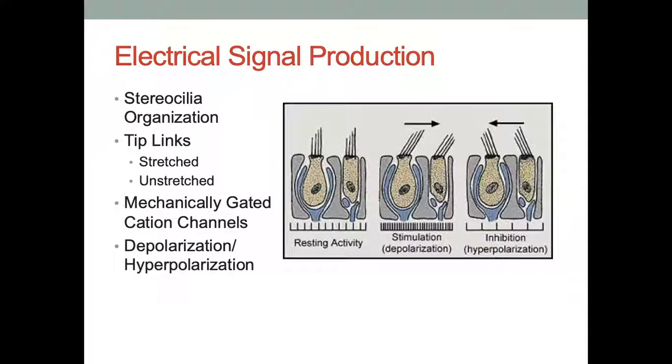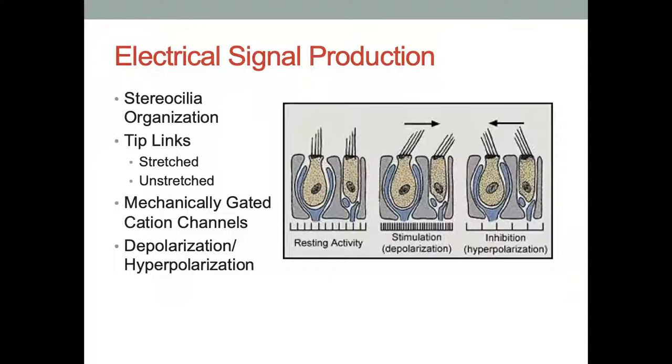And the endolymph, the environment that these hair cells are submerged in, is unique in that it has a higher potassium ion concentration than the inside of the hair cell. So when these mechanically gated channels open, the potassium ions are going to move into the hair cells and depolarize it.